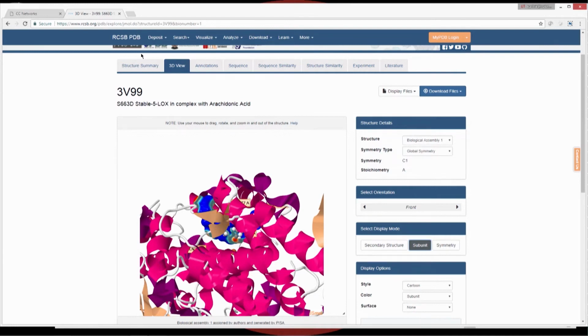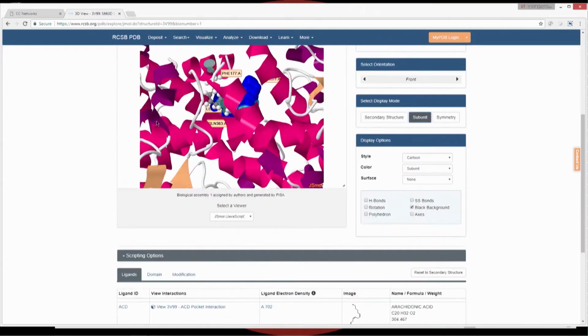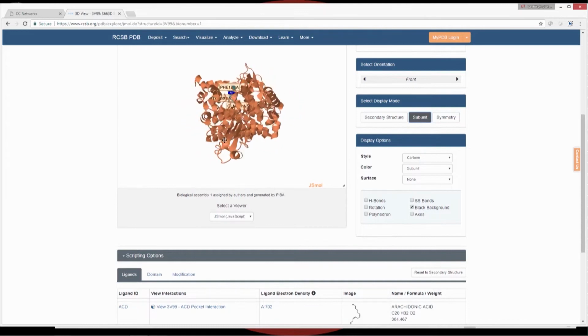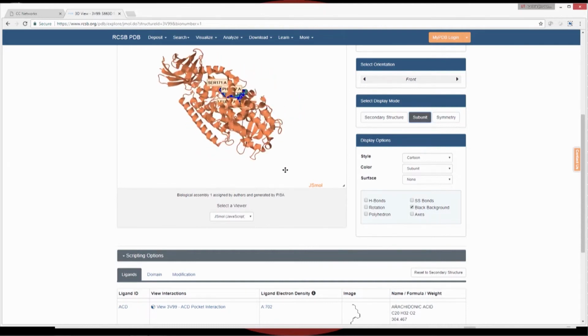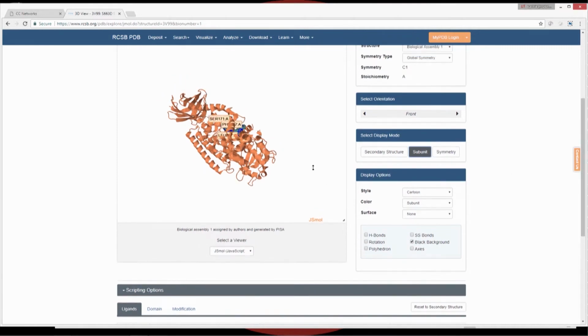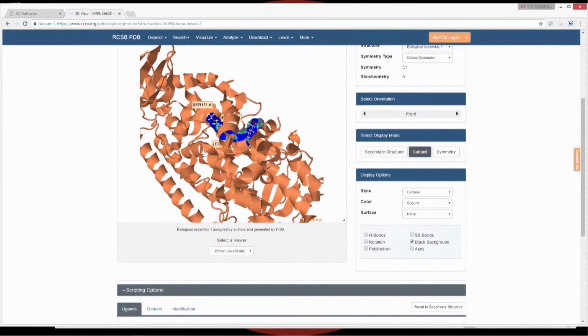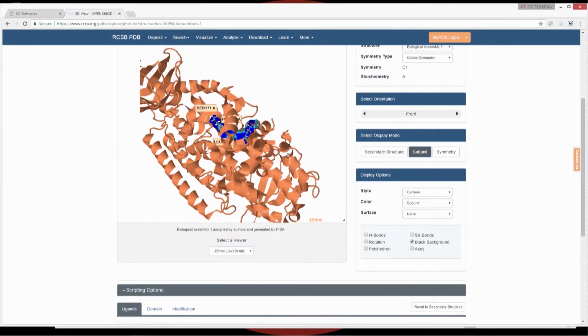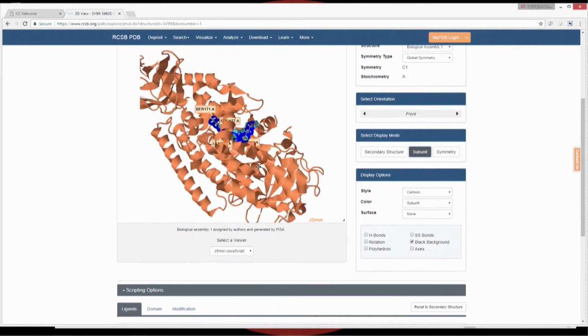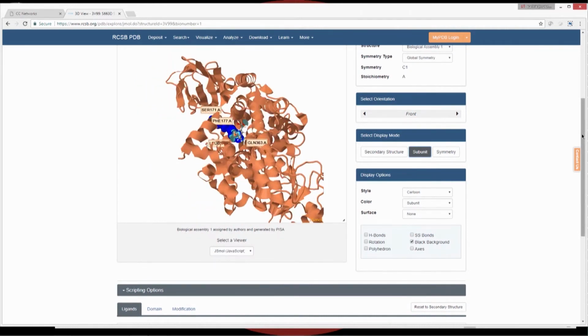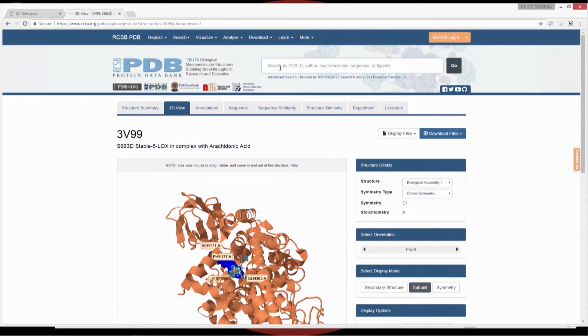We can look at another protein of interest. You can see the arachidonic acid here and here, and the protein. Okay, so you can see the amino acids with which it is interacting. Now we can look at another protein that is called 5KIR.